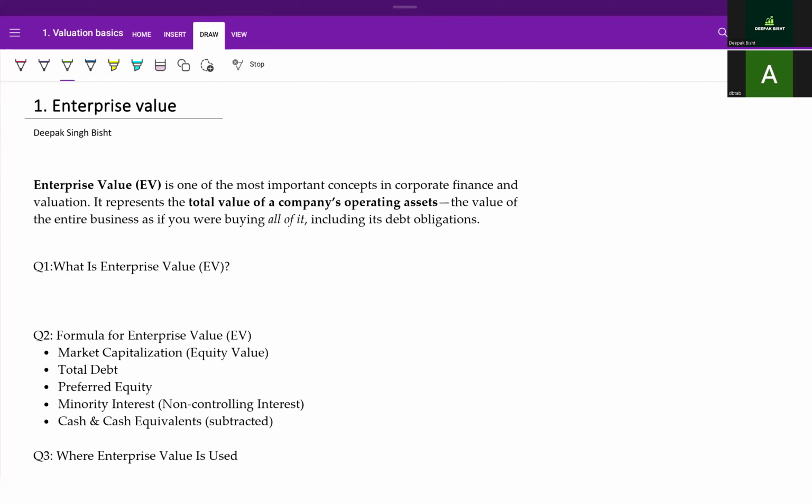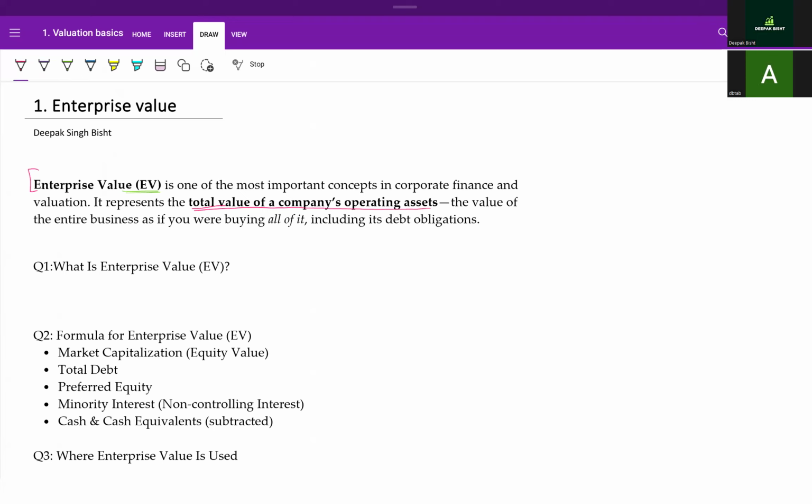So enterprise value is, if you want to buy the entire business of any company tomorrow, or within a few days, within a few months, if you are planning to buy a business, then what would it really cost you? That is what enterprise value actually means. So enterprise value is the cost of the whole business. By definition, it's one of the most important concepts in corporate finance and valuations. It represents the total value of the company's operating assets.